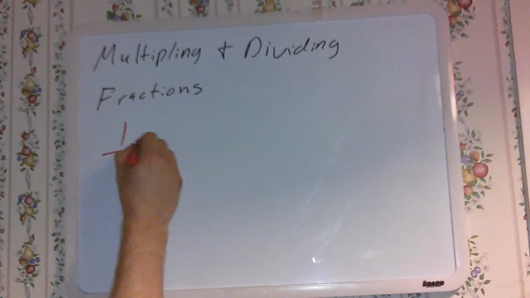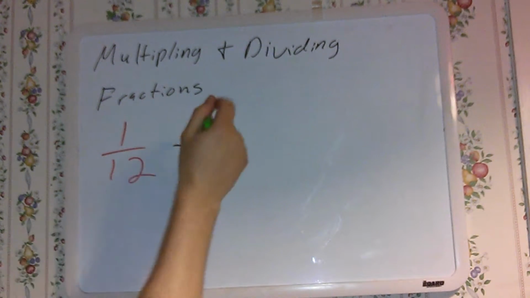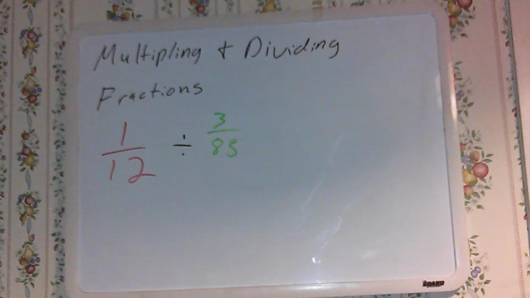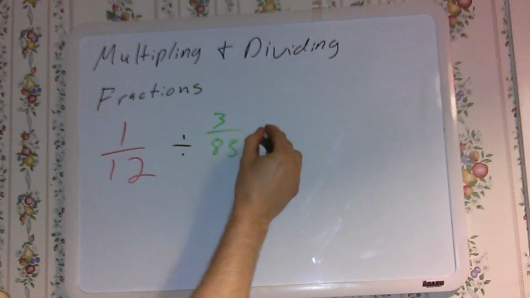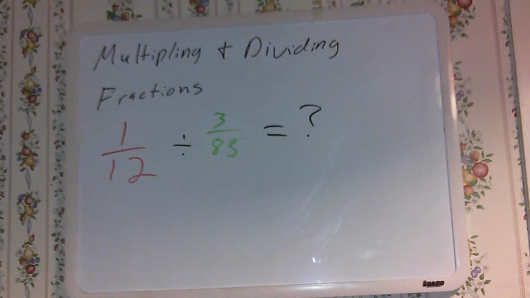So let's do another one. So let's go with 1/12. And we're going to divide that by, let's have a nice number. Let's say 1. No, let's not do 1. Let's do 3/85. Now again, if we had to find a common denominator between 12 and 85, that could be a huge hassle. We may even have to wind up multiplying these two together. Big hassle, even with a calculator.